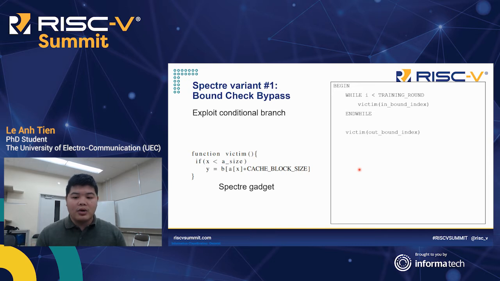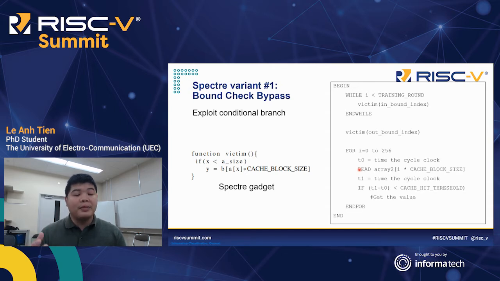Then, during the attack round, the attacker would give a fail value to the victim that fails the branch in the system. So there will be the cache effect appearing, and the attacker would use the flush and reload technique to obtain the secret value.